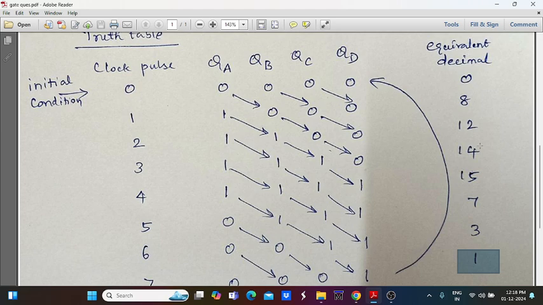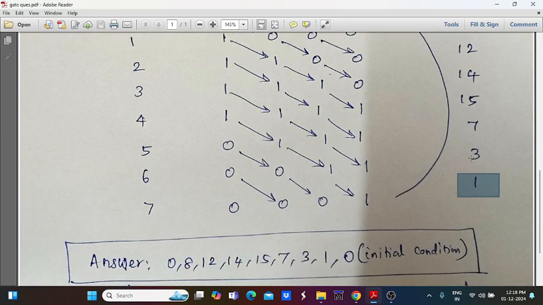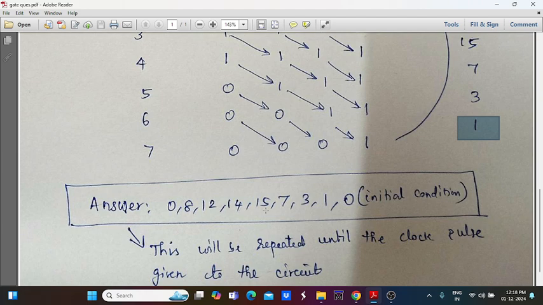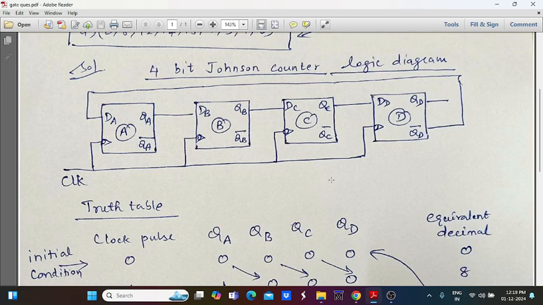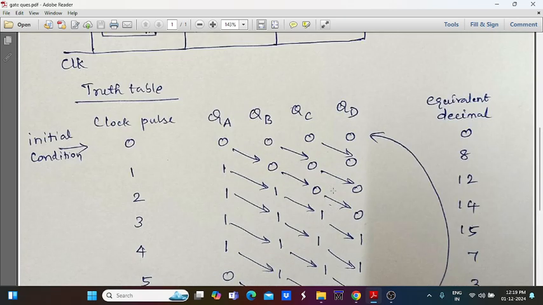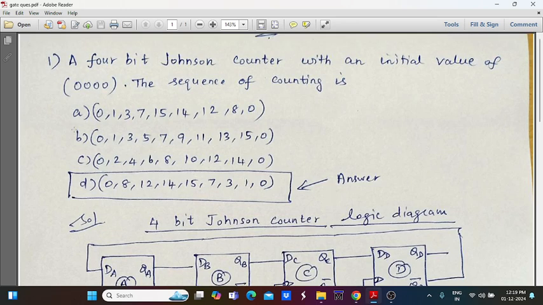So now you have to arrange all these equivalent decimal values in order. So 0, 8, 12, 14, 15, 7, 3, 1. Again it goes to initial condition 0. So this will be repeated until the clock pulse is given to this circuit continuously. This is the final answer. So from this question, we have to analyze properly the different options given in the question. After solving this question, finally we observed the fourth option 0, 8, 12, 14, 15, 7, 3, 1, 0 is the correct answer for this given question.